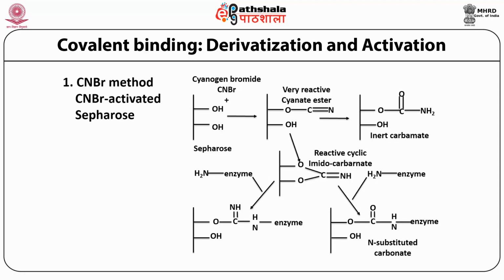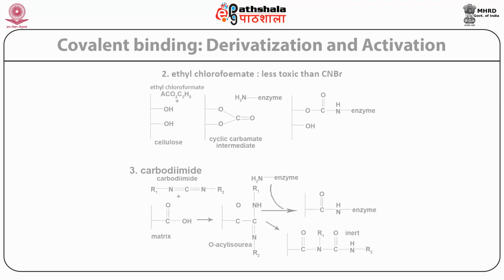So what derivatization or activation is required for covalent bonding? In this figure you can see how the cyanogen bromide method and cyanogen-activated sepharose are used for the activation and immobilization of your enzyme to a matrix. You can see how cyanogen bromide is activating the sepharose and how your enzyme is tagged to your specific matrix.